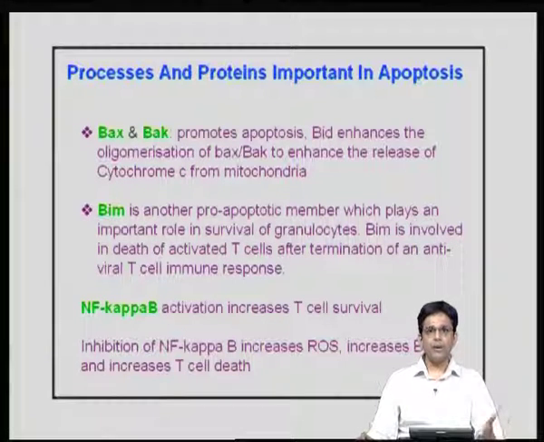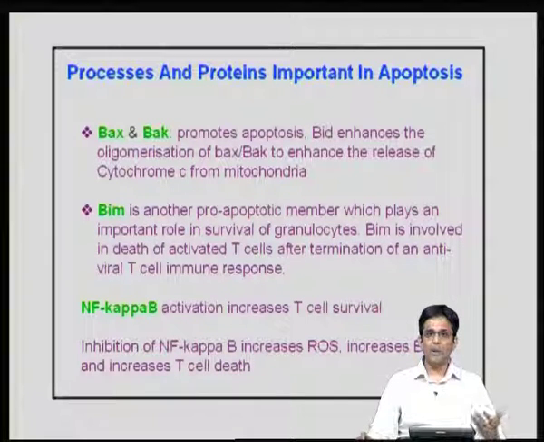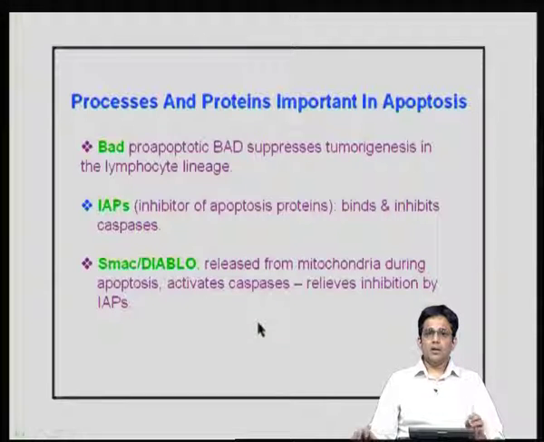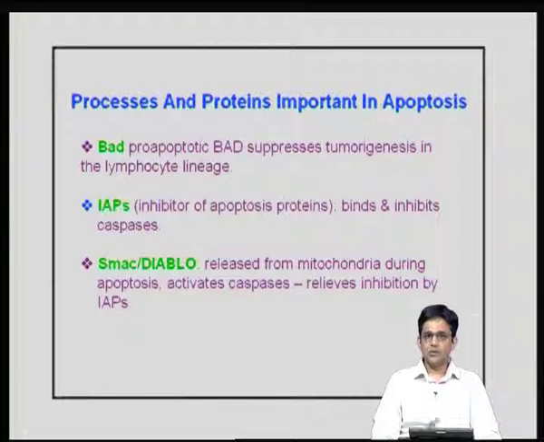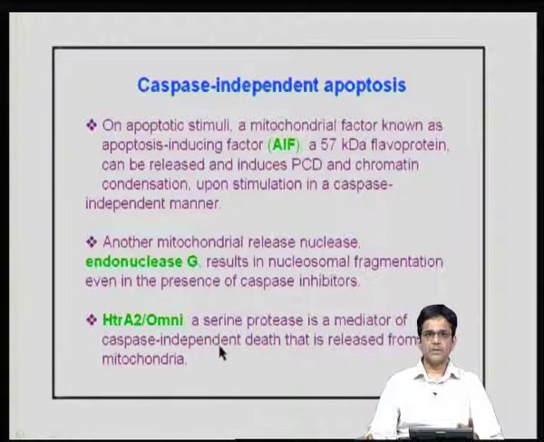Now, NF-kappa-B plays an important role in the process. NF-kappa-B activation has been shown to increase T cell survival, and therefore, if you inhibit NF-kappa-B, there is an increase in ROS, there is an increase in BIM, and you have an increase in T cell death. There are some other molecules that are important. So, for example, you have BAD, which is also pro-apoptotic, and then you have the IAPs or the inhibitors of apoptotic proteins, which actually bind and inhibit caspases. Then you have SMAC and Diablo, which are released from the mitochondria during apoptosis. These activate caspases and relieve the inhibition by the inhibitors of apoptosis.